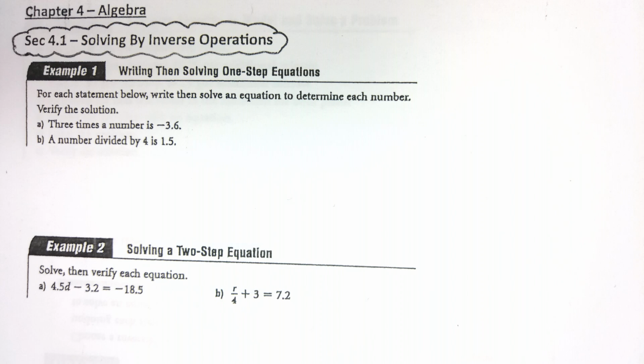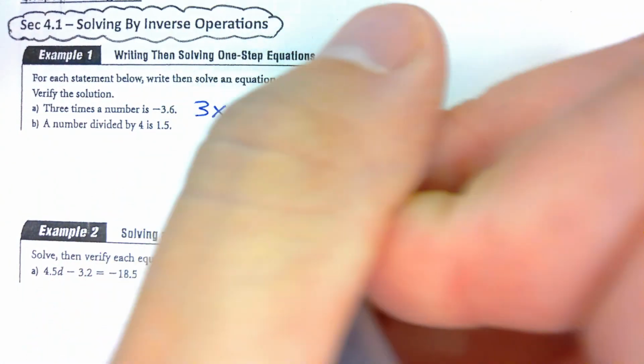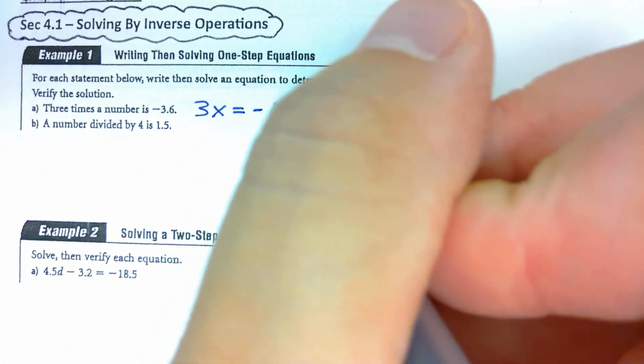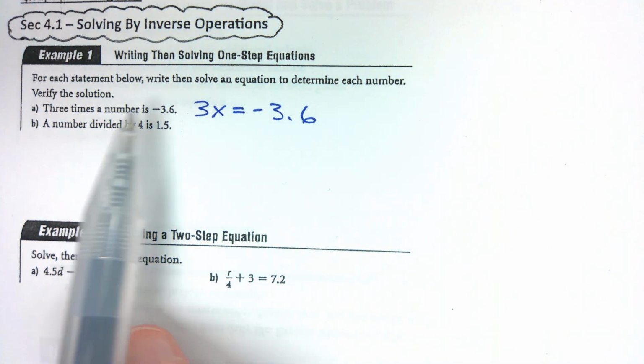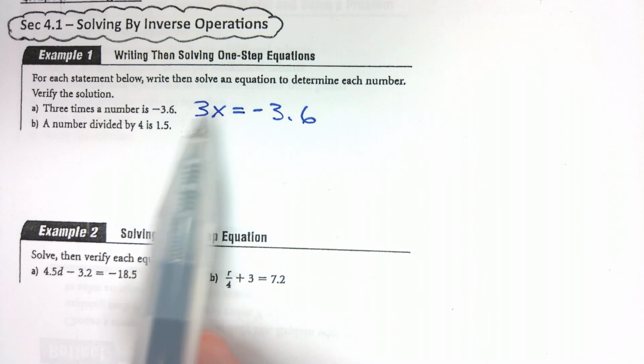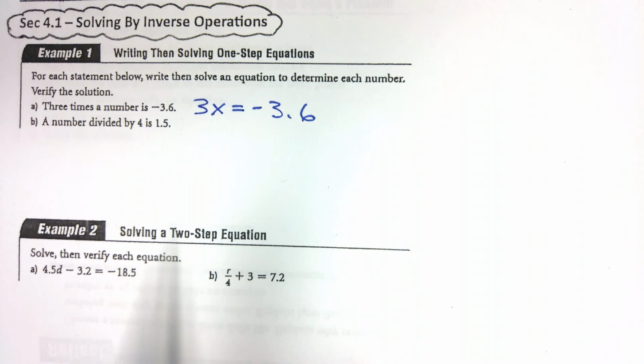Max, would you like to? Let's have your package out. Lucas? 3x equals negative 3.6. Perfect. 3x equals negative 3.6. 3 times the number, that's why it's 3x. The number, you don't know what it is. That's why you put an x to represent the unknown.